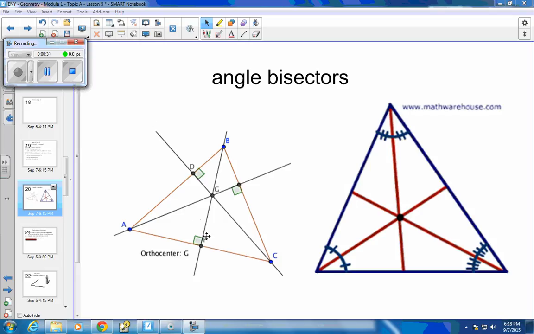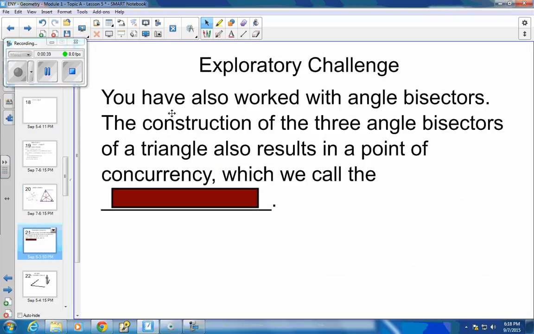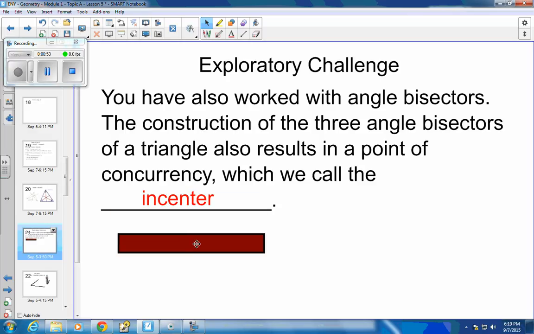Okay, so we have our perpendicular bisectors and we have our angle bisectors, and they both do intersect at one point. So you also worked with angle bisectors. The construction of three angle bisectors of a triangle also result in a point of concurrency. Remember, the point of concurrency is whenever the three lines cross at the same point, and we call the point of concurrency with angle bisectors an incenter. So that's our new word for today, is incenter.